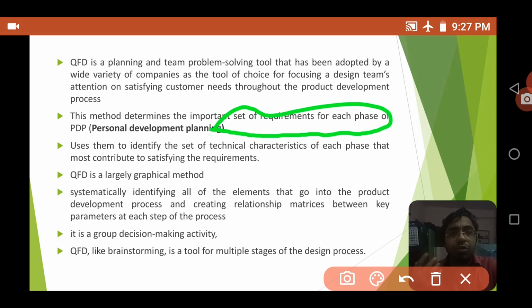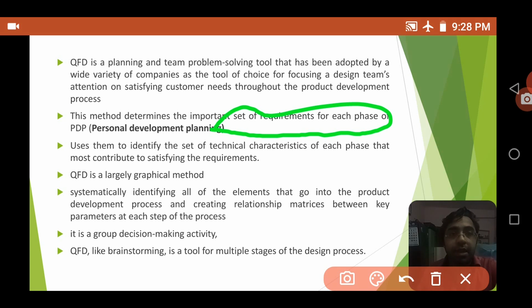Most of them contribute to satisfying the requirement. What is the requirement and how are we going to satisfy it? QFD will definitely satisfy all these requirements of the customers. QFD is just a graphical method, and it covers the elements of the product development process and the relationship matrices between the key parameters of each step in the process.